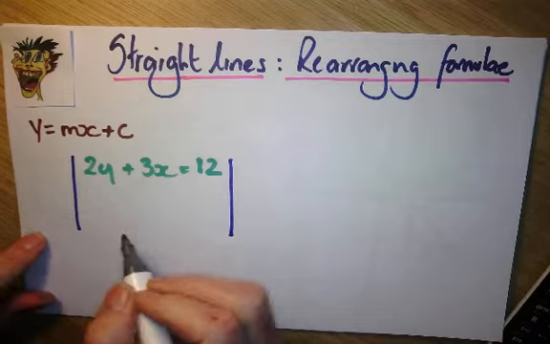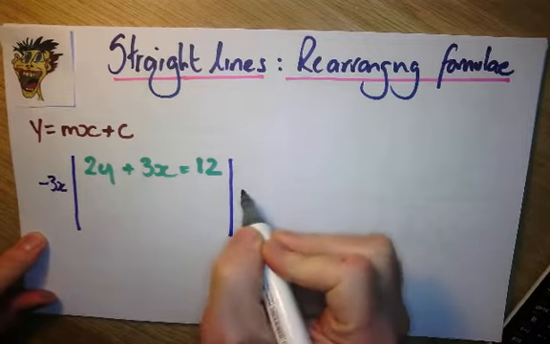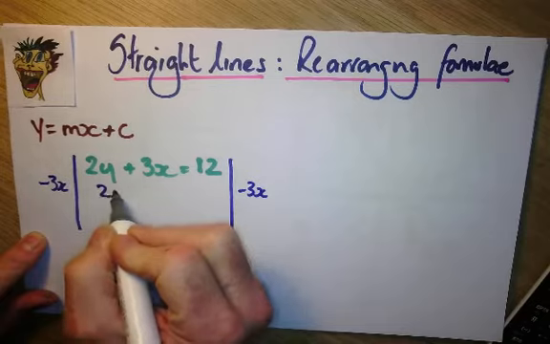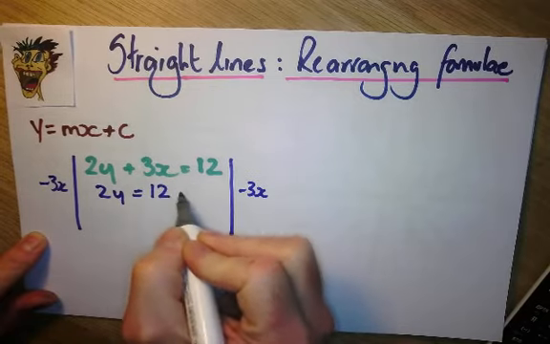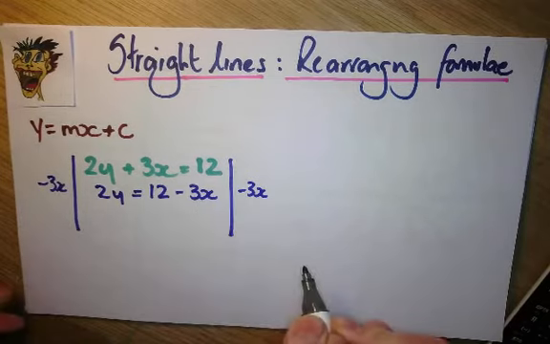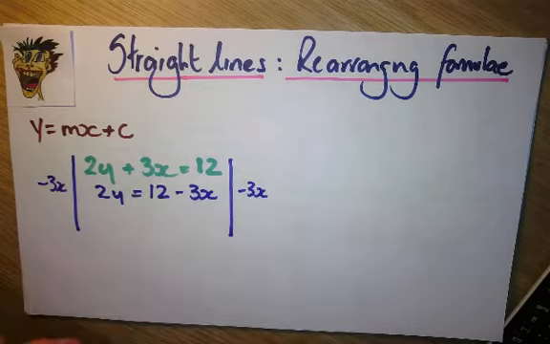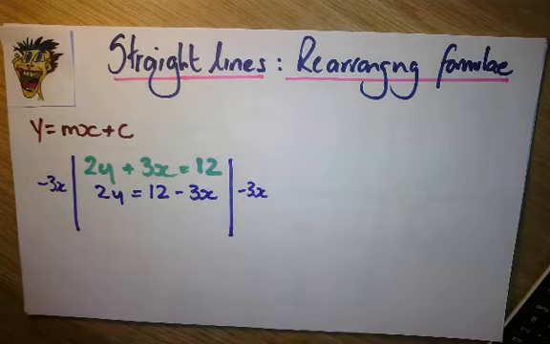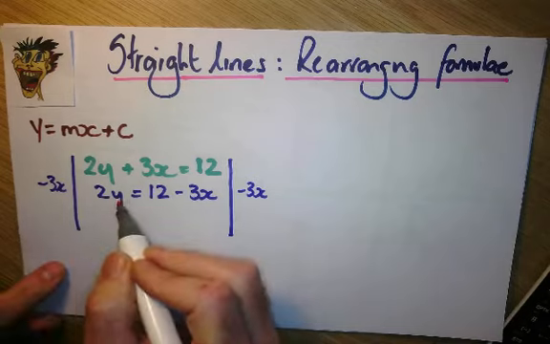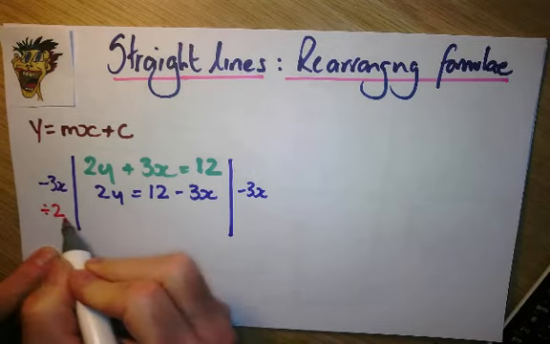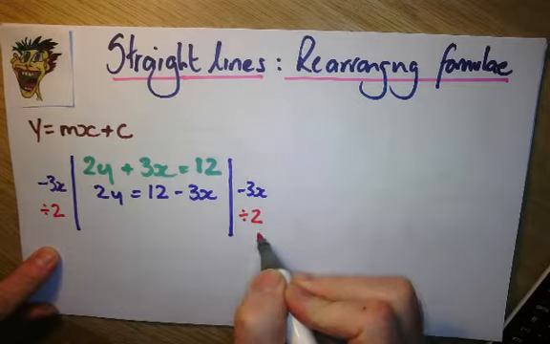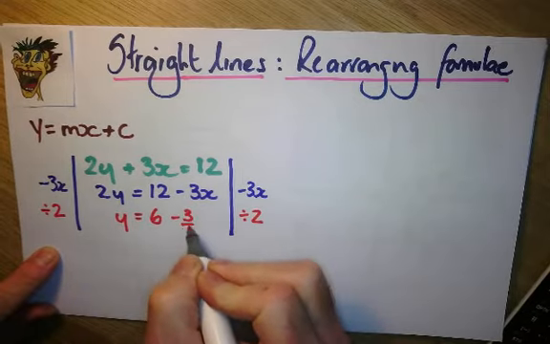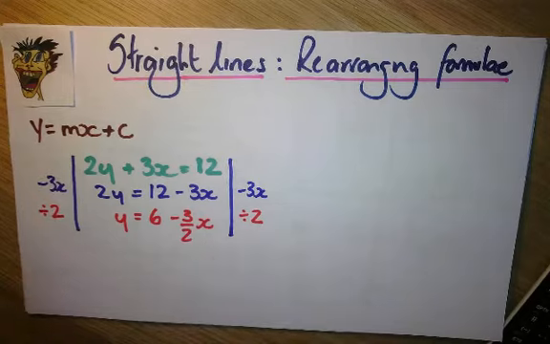First I'm going to get rid of the plus 3x by taking it away from both sides. So now that becomes 2y equals 12 minus 3x. Normally you have these equals in line, but no space today. Now I need to get rid of the 2. So I do the opposite operation and divide by 2. And so that means it's y equals 6 minus 3 over 2 x.